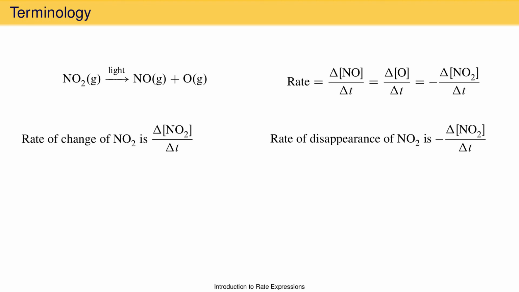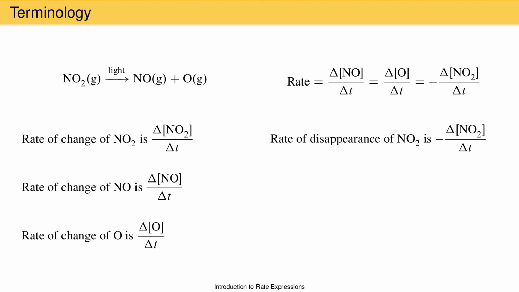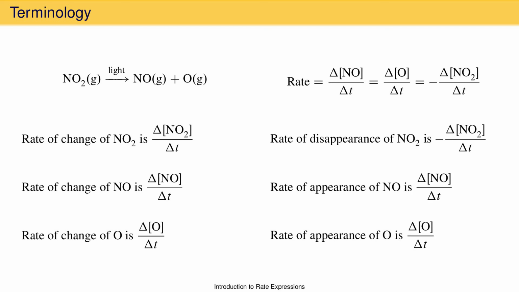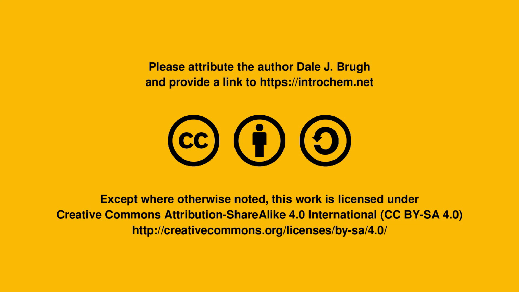We have also talked about the rate of change of the product concentrations for nitrogen oxide and oxygen atoms. Mathematically, these are delta NO concentration divided by the change in time and delta oxygen atom concentration divided by time. These rates are also referred to as the rate of appearance of the NO and the rate of appearance of oxygen atoms. Mathematically, these are the same as the rate of change for that product. For a reactant, the rate of disappearance means the negative of the rate of change of that reactant. For a product, the rate of appearance is the same as the rate of change for that product. It makes no sense to talk about the rate of disappearance of a product or the rate of appearance of a reactant, so you'll never have to worry about that terminology. And that's Introduction to Rate Expressions.